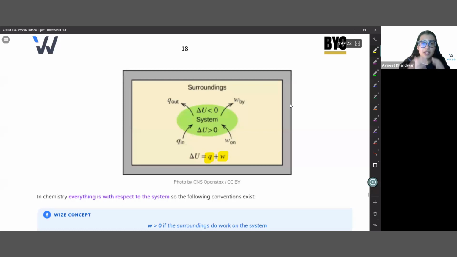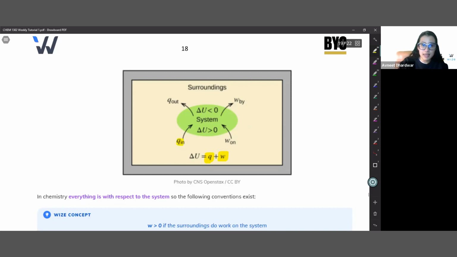Now, each of those variables, Q and W, can either be plus or minus. And sometimes we really have to do some detective work to figure out, should I put that as a plus or minus in my equation? And that's the hardest part of this equation. So I'm going to go over this diagram and show you the way that you can think of it. So let's just consider Q first. It's a lot simpler.